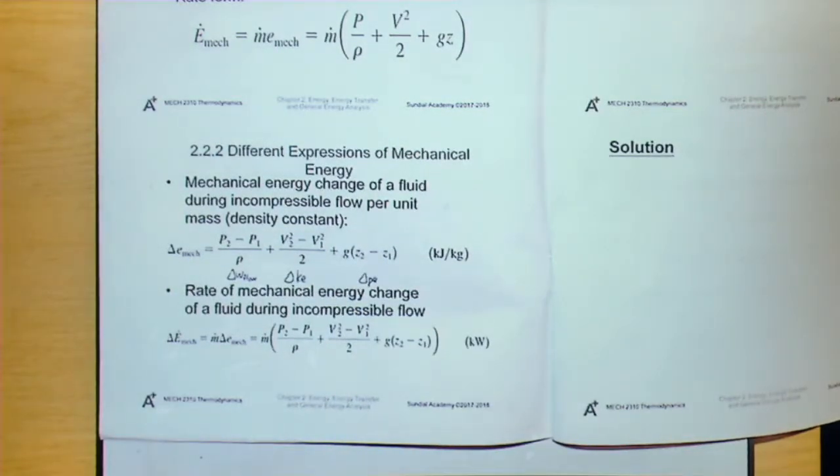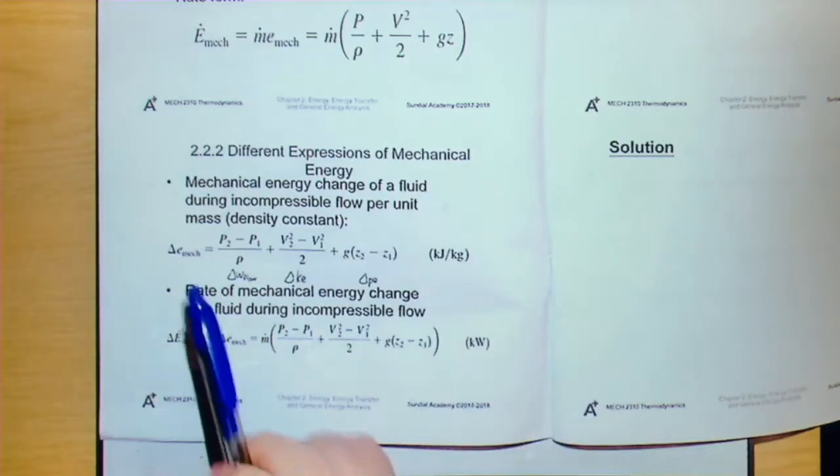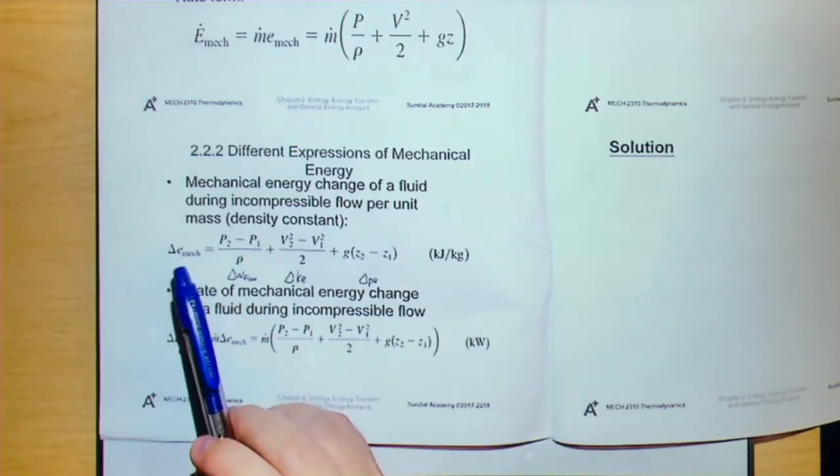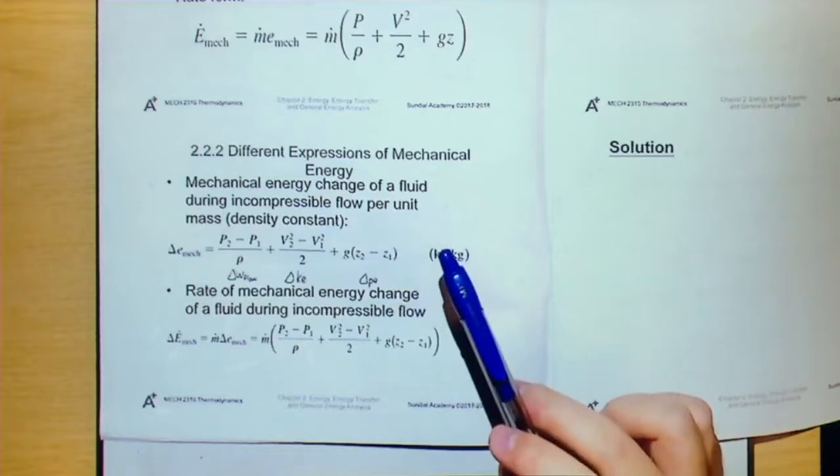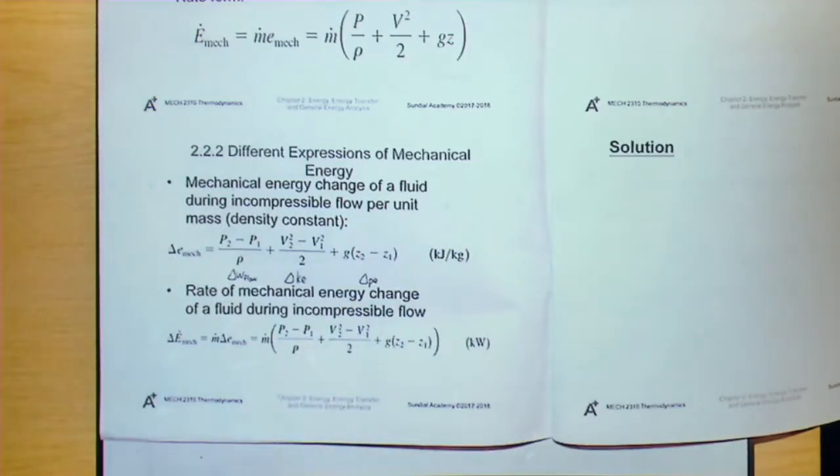After that, we will also have the rate of mechanical energy change of a fluid during incompressible flow. You just multiply both sides by m dot, and that's the expression. Here you can see that because it's mechanical energy per unit mass, we will have kilojoule per kg in this case. But that's not the default unit. The default unit should be joule per kg.